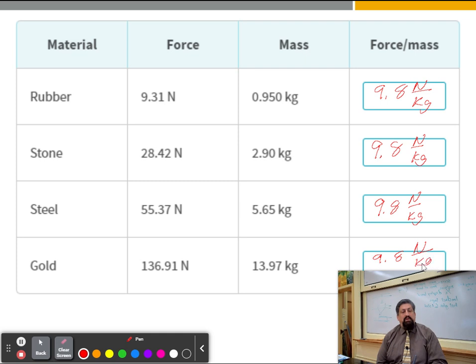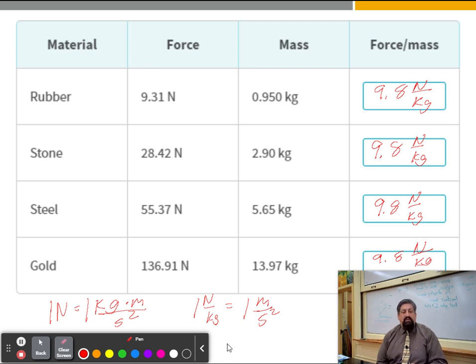Now, what is newtons per kilogram? Remember, 1 newton equals 1 kilogram meter per second squared. So if we take newtons and divide it by kilograms, the kilograms cancel out. And so we can say 1 newton per kilogram is equal to 1 meter per second squared. Each of these values is therefore equal to 9.8 meters per second squared.